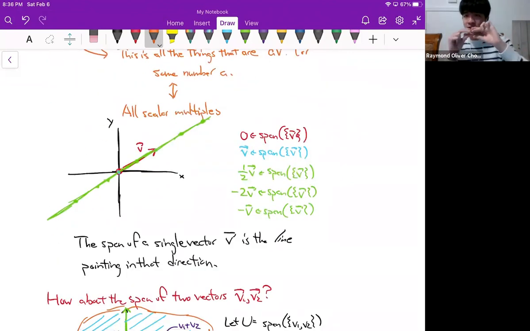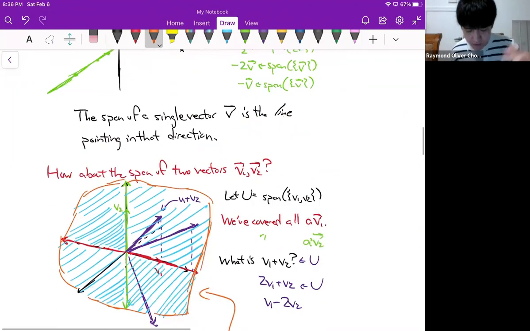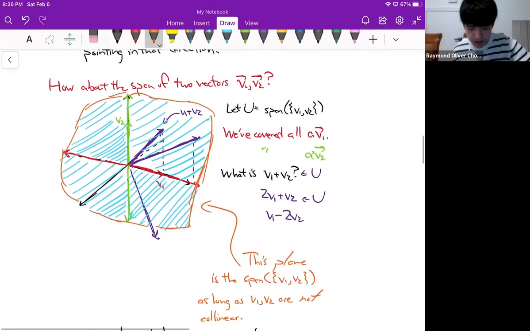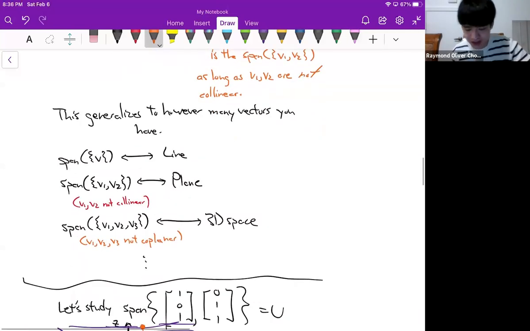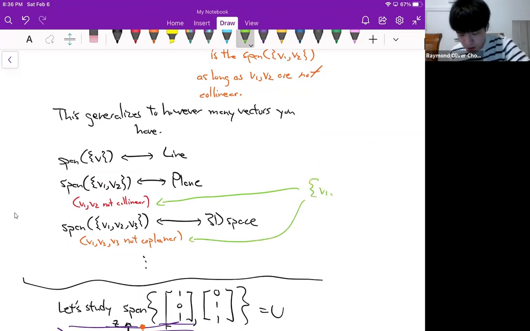We showed that the span of a single vector is a line. If you take 2 vectors, you get a plane. If you take 3 vectors, you get a 3D space. And if you take 4 vectors, you get a hypersurface, and so on. Well, here's another bonus. Here I said v1 and v2 had to be not collinear, v1, v2, v3 had to be not coplanar, and so on. You can nicely summarize all these things by saying v1 up until v_k are linearly independent.